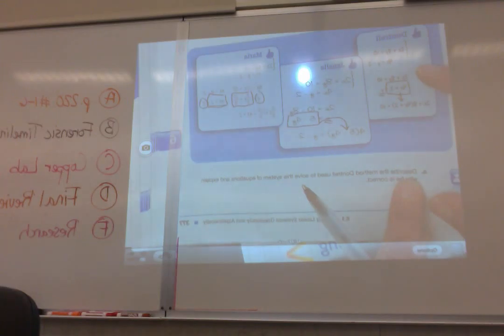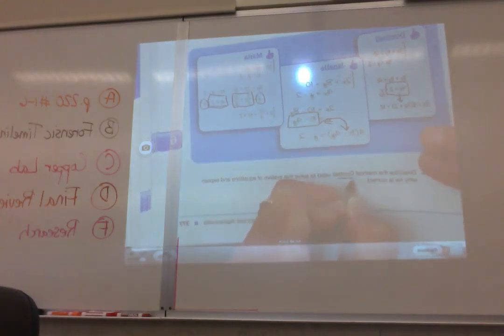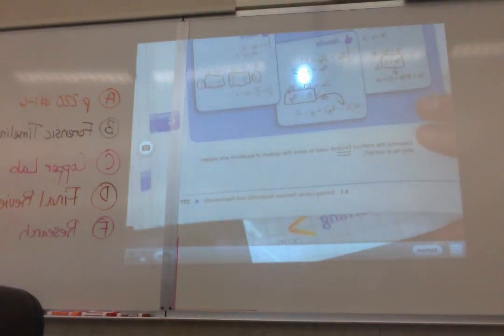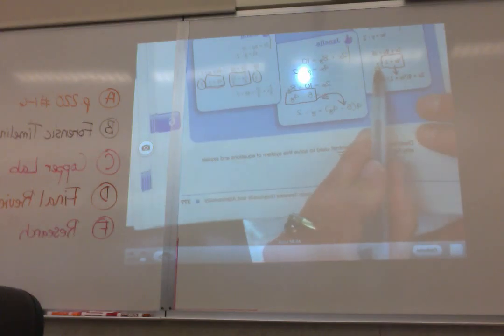A. I thought we put. We did, sorry. Describe the method Dontrell used to solve this system of equations and explain why he used it. Okay, Dontrell, here's this guy up here. What did he get by itself? He got y by itself.